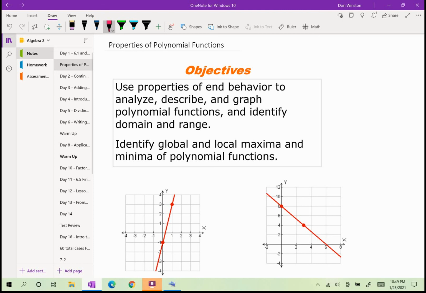Okay, good morning everyone. Today we'll look at properties of polynomial functions. Our objective today is to use properties of end behavior to analyze, describe, and graph polynomial functions and identify the domain and range. And then we'll identify any global and local maxima or minima of polynomial functions. Important things, particularly in higher level mathematics.